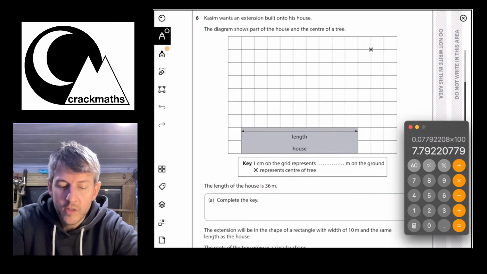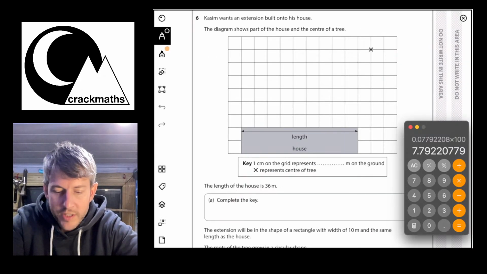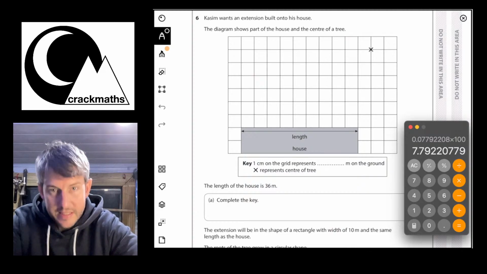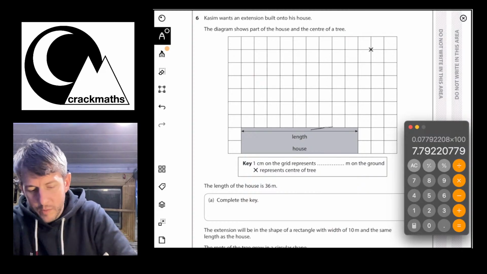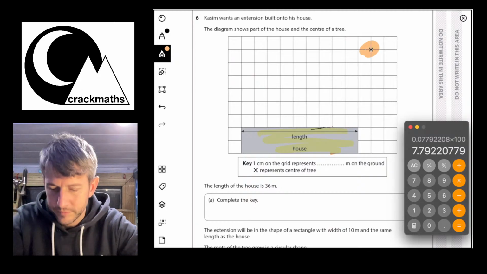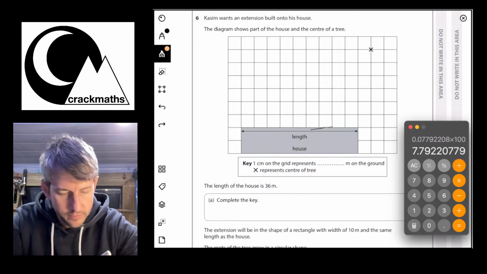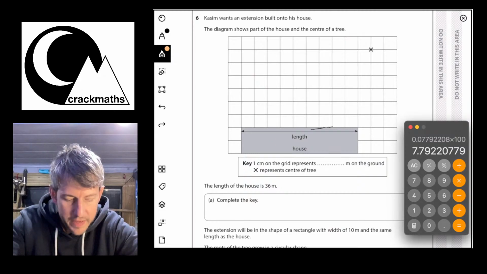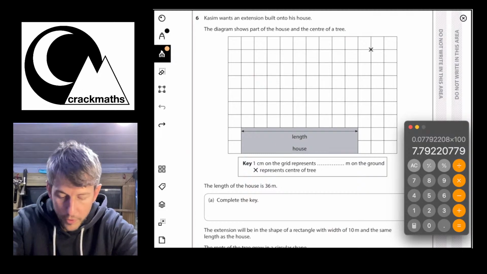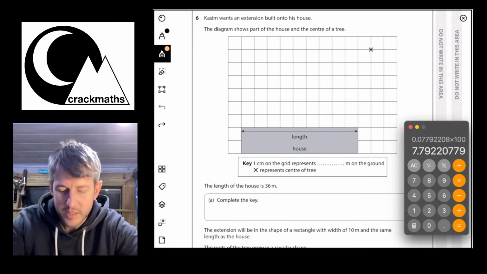Kasim wants to build onto his house. Okay, the diagram shows the part of his house and the centre of a tree. Okay, fine. This is his house. So we've got his house here, and we've got the tree here. Okay, 1 centimetre on the grid represents ... meters on the ground. The length of the house is 36 meters. Complete the key.